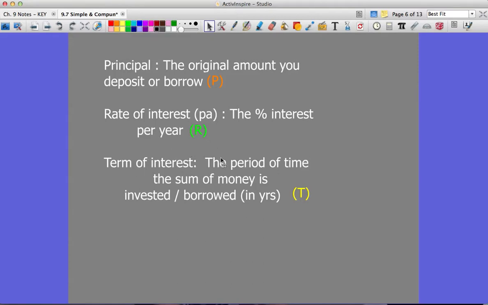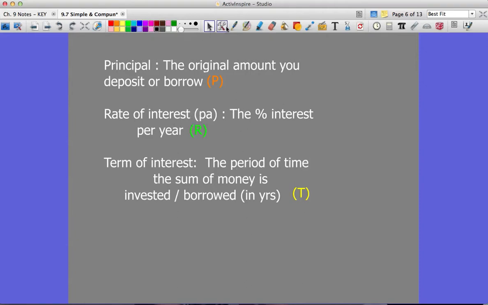Term of interest: the period of time the sum of money is invested or borrowed, in years. This is really important to remember because if we talk about borrowing money for half a year, we can't use 2. We have to use 0.5 because it's half of a year. Make sure that you have these in your notes.